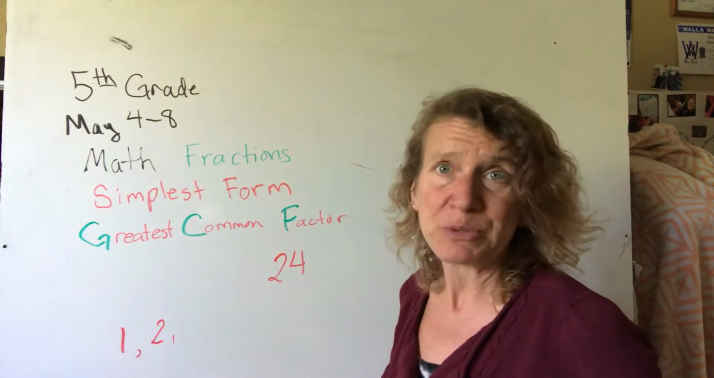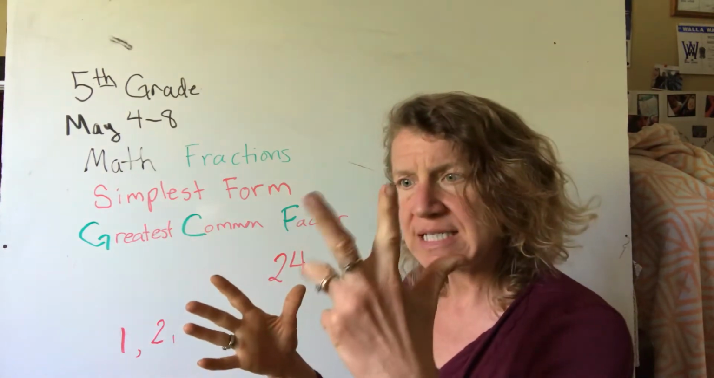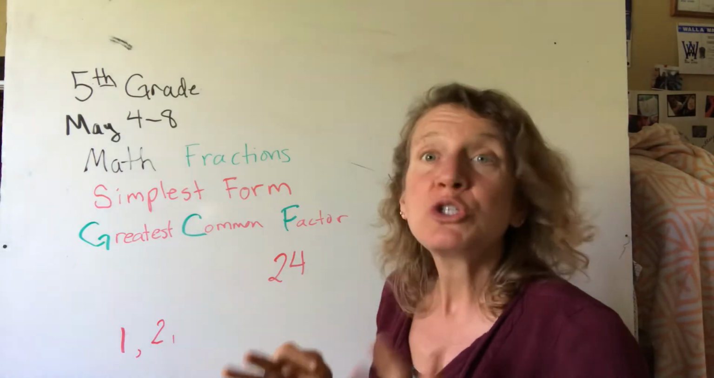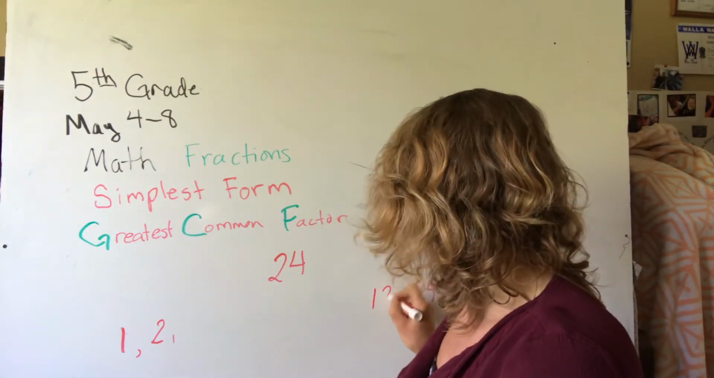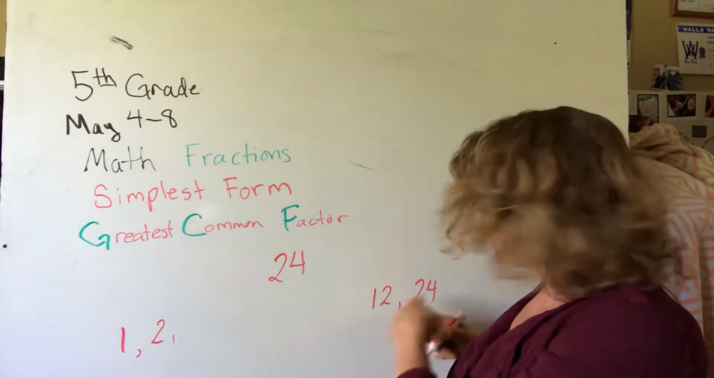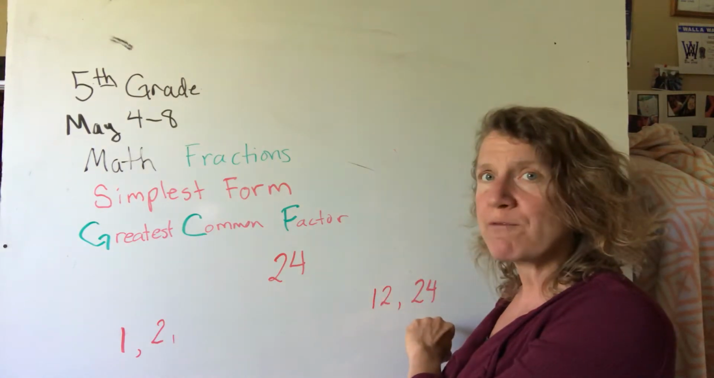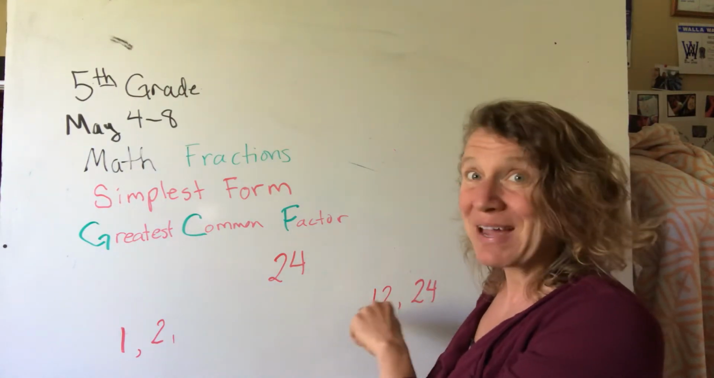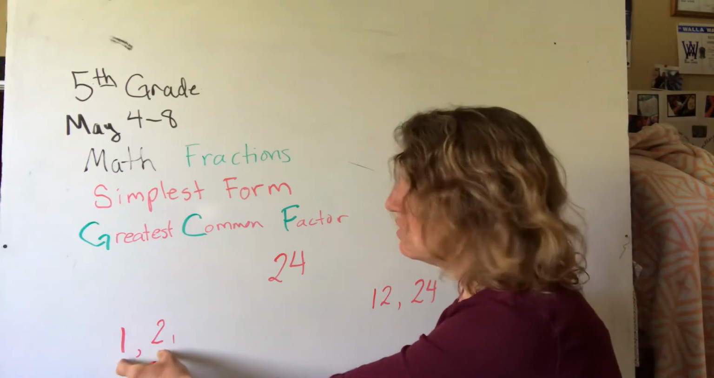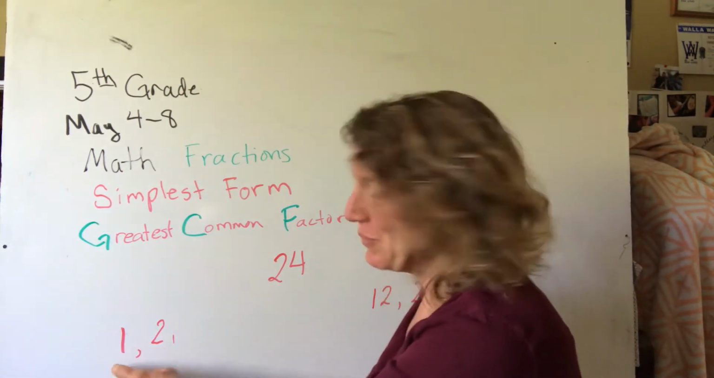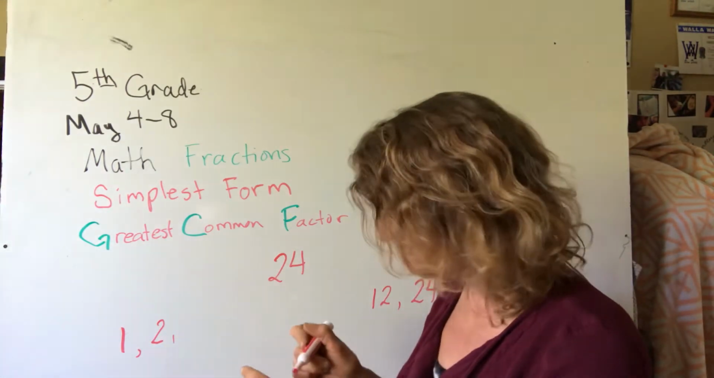Now I'm going to count by 2s until I get to 24. 2, 4, 6, 8, 10, 12, 14, 16, 18, 20, 22, 24. 12. That means 12 is also a factor of 24. And I'm going to write it over here. I can write these right next to each other because even though there's a lot of numbers between 12 and 24, I know none of them are factors of 24, because there's no whole number in between them. 1 and 2, 12 and 24. Those are the factors we have so far.